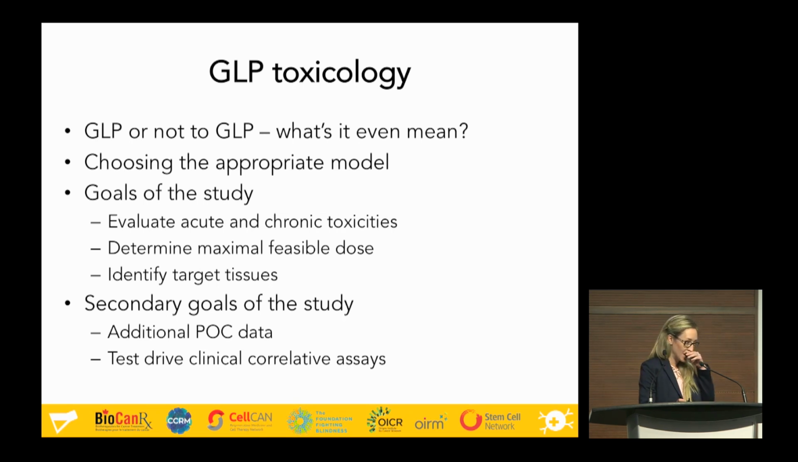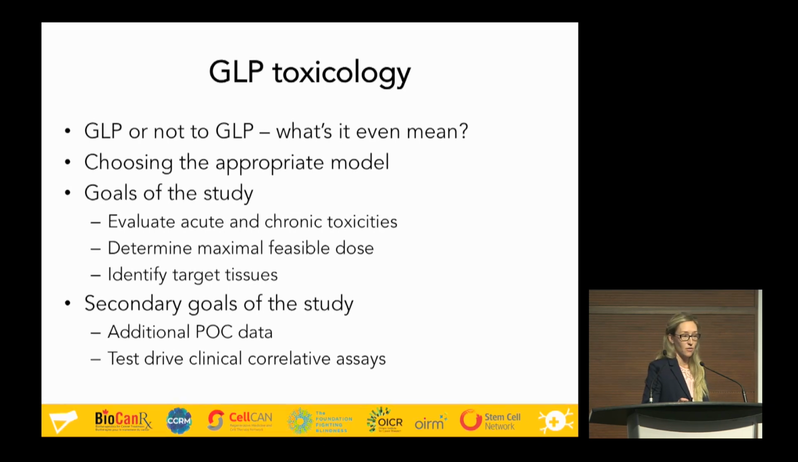The goals of your study, obviously, are to evaluate acute and chronic toxicities and determine what your maximal feasible dose is. So you're supposed to continue dosing up in your tox studies to try to learn at what point you start to see the animals get sick, because you can then scale to patients and figure out where it makes sense to set a safe starting dose in your human clinical trial. And then, as I mentioned, identify target tissues.